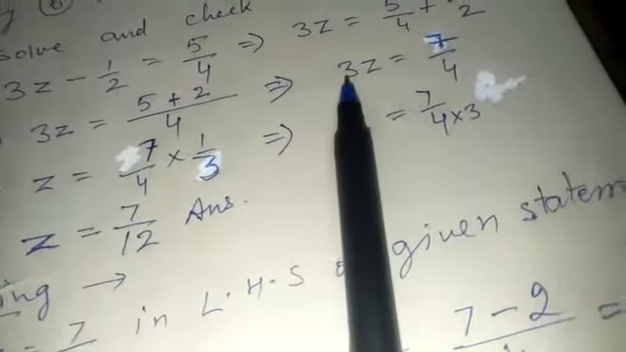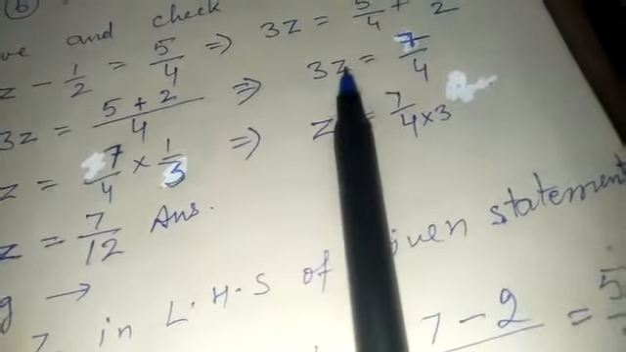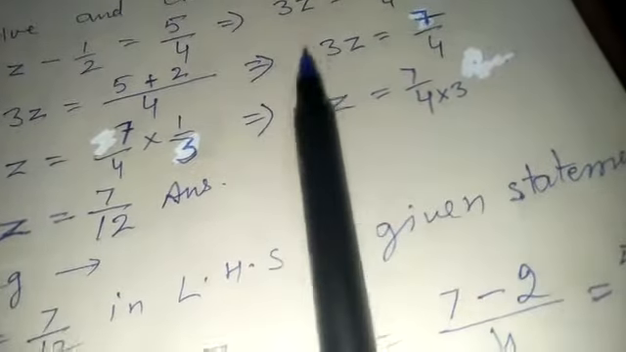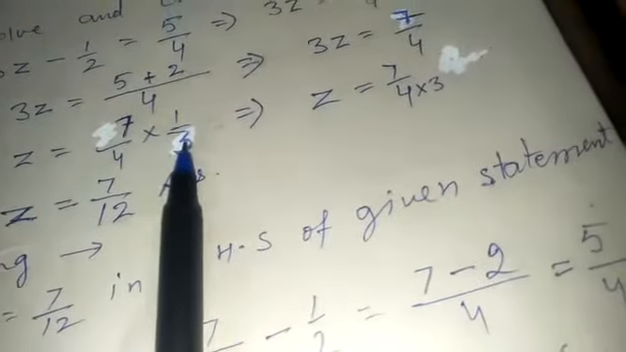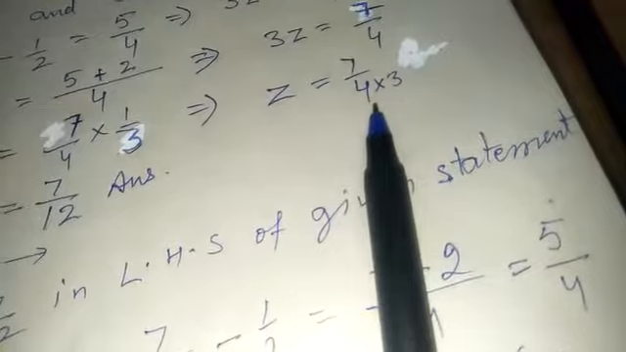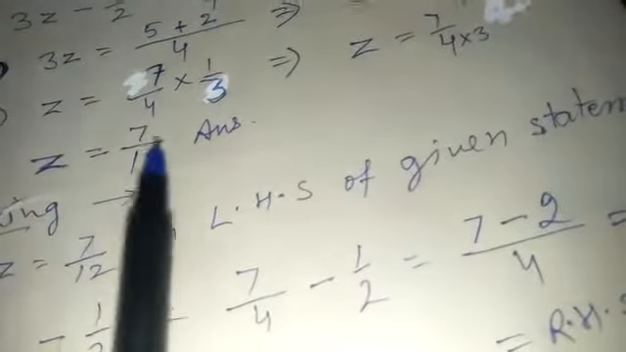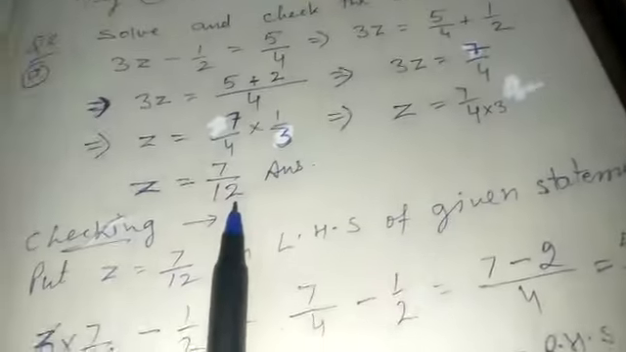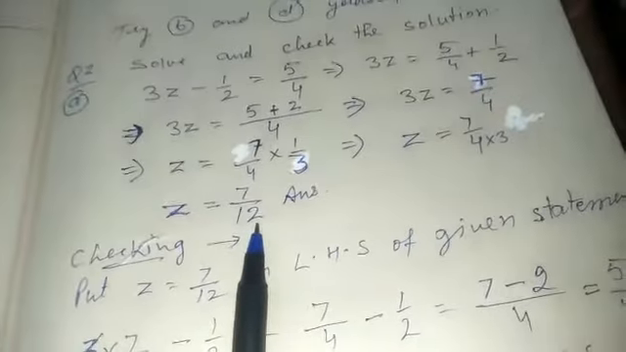Then take this 3 this side, because it is multiplied with z. So when we shift this 3 this side, it will be divided. So z is equal to 7 by 4 into 1 by 3. z will be 7 upon 4 into 3. That is z is equal to 7 by 12. So value of z is 7 by 12.